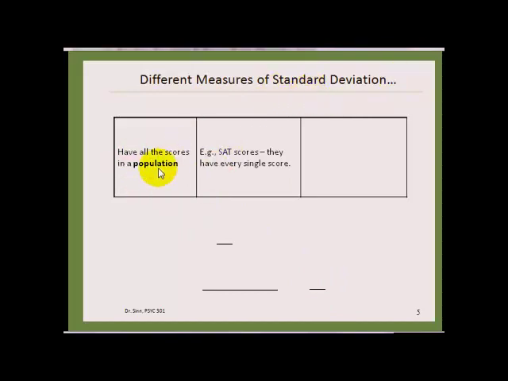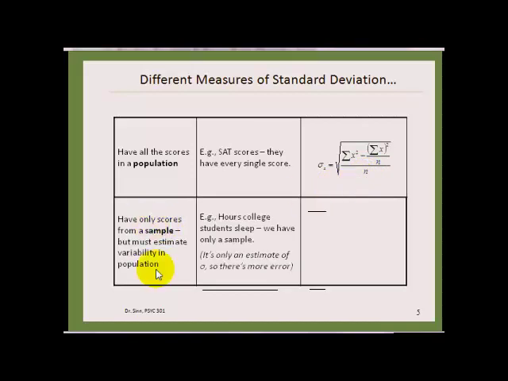If we have all the scores in a population, for example, like the SAT, where you have every single score, you're going to be able to calculate standard deviation using the population parameter formula, where we don't have to adjust for n-1. However, many times in research, we have scores from a sample, and we're trying to estimate the variability in a population. So, for example, like I was talking about the college students and how much they sleep. If we just take a sample, say, of 12 students and ask them how many hours they sleep, that's not going to give us a standard deviation of the population. We'd have to calculate it based on those values that we have in the sample.